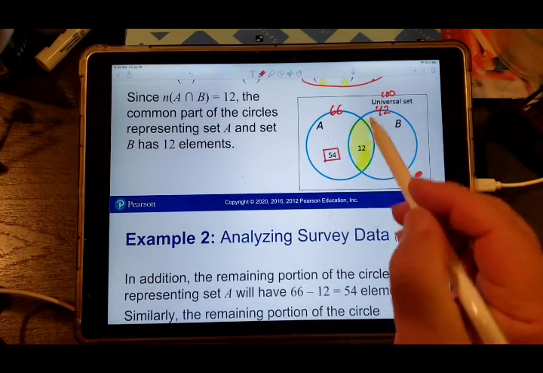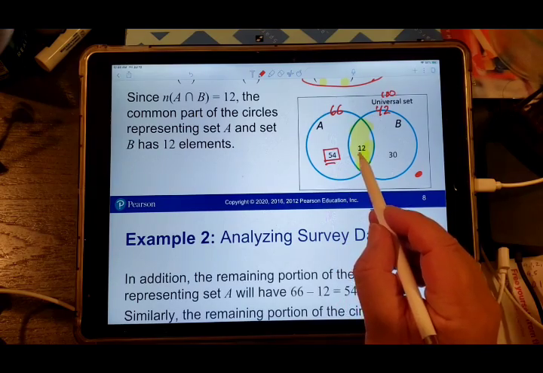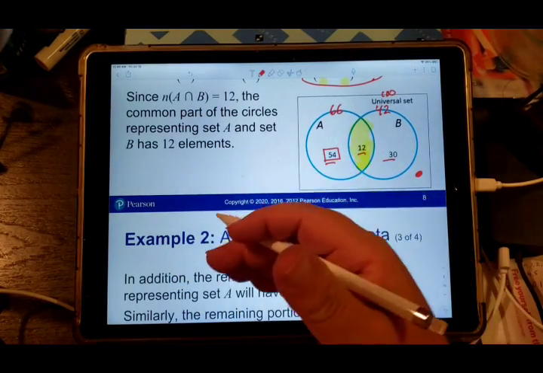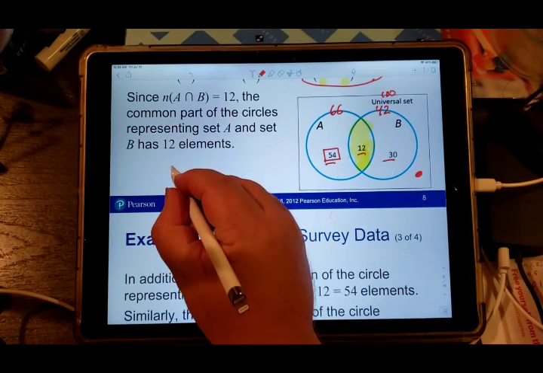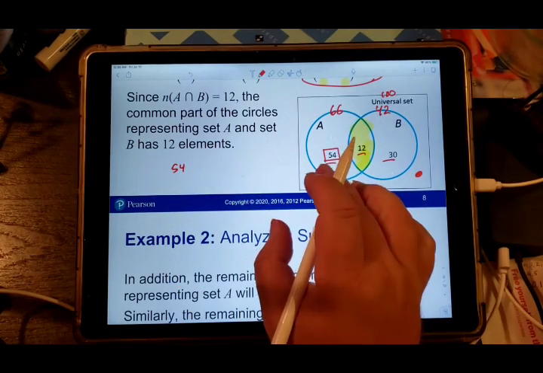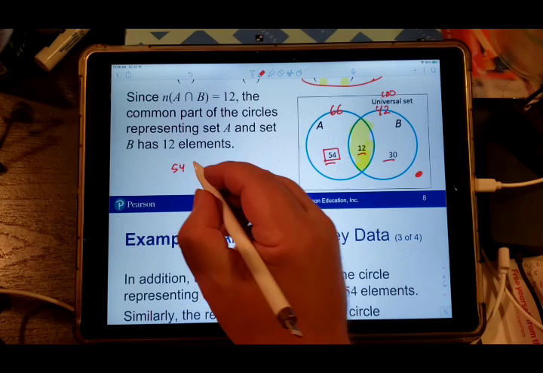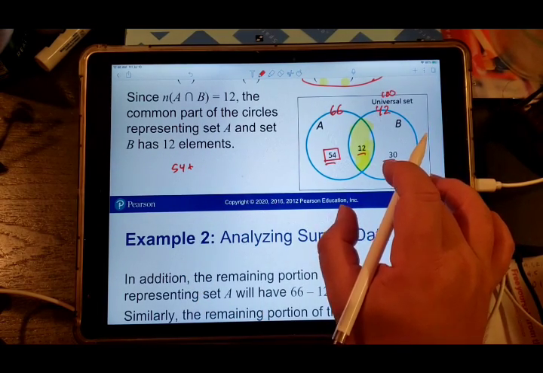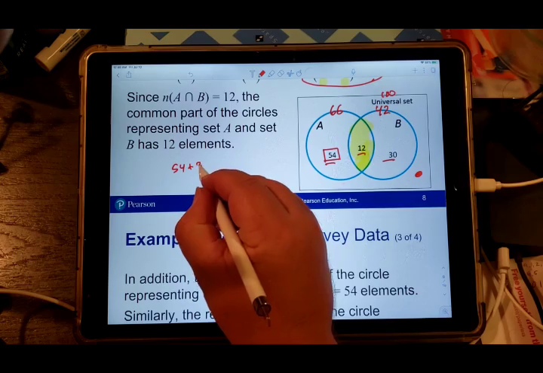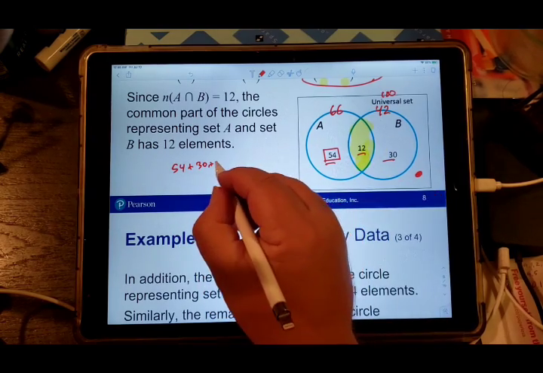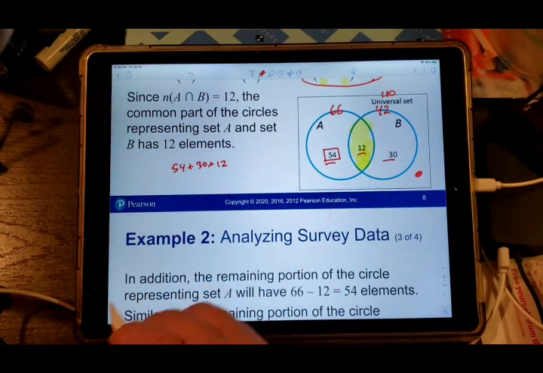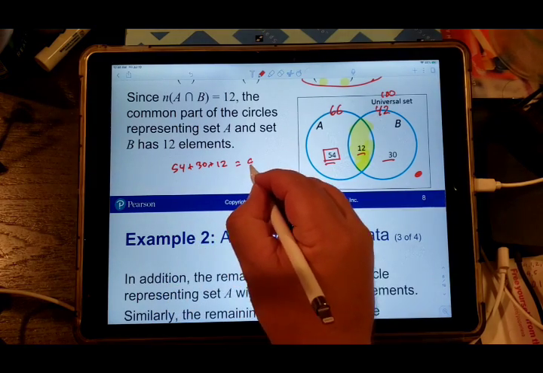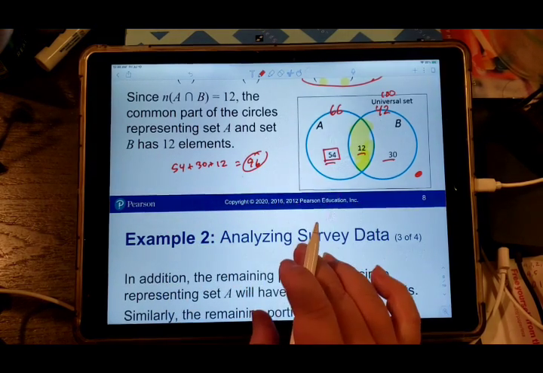So what we want to do is we want to add these three numbers together. The number of students who are just in college algebra, the number of students who were just in computer science, plus the number of students who were in both. And what is that, 96? So we get 96 students.